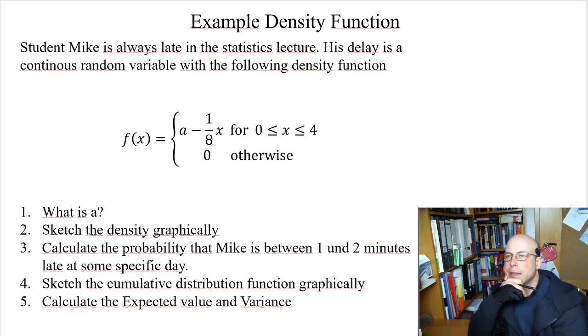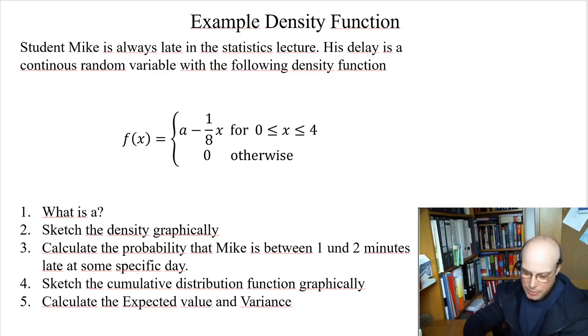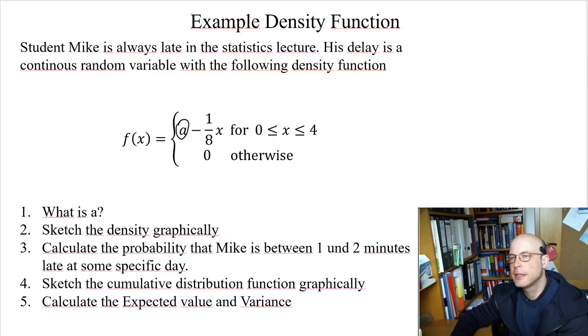Say student Mike is always late in the statistics lecture, and his delay is a continuous random variable with the following density function. What do we have to do if we want to calculate our density? Because our density is, at the first part here, indeterminate, because we have an external parameter a.